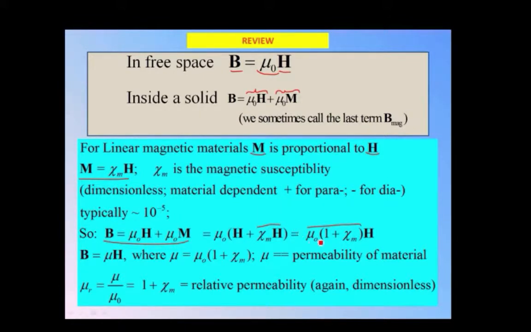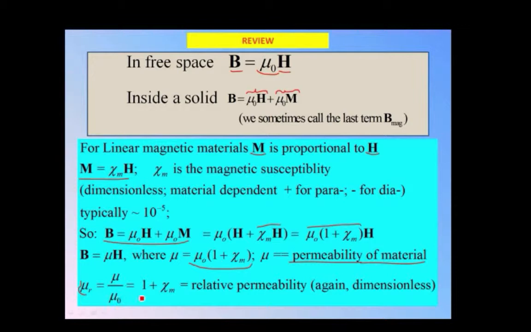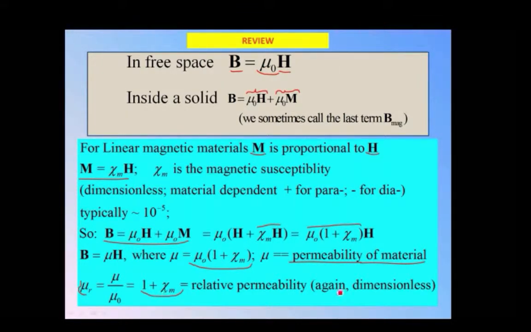Well, we call this combined constant here mu, and so mu is equal to this set of parameters here, and mu is called the permeability of the material. Quite often we introduce a relative permeability, which is just mu over mu 0, and in terms of chi sub m it was just 1 plus chi sub m. So this is the relative permeability. Just in case you remember, this chi is dimensionless, and so therefore mu sub r is dimensionless.